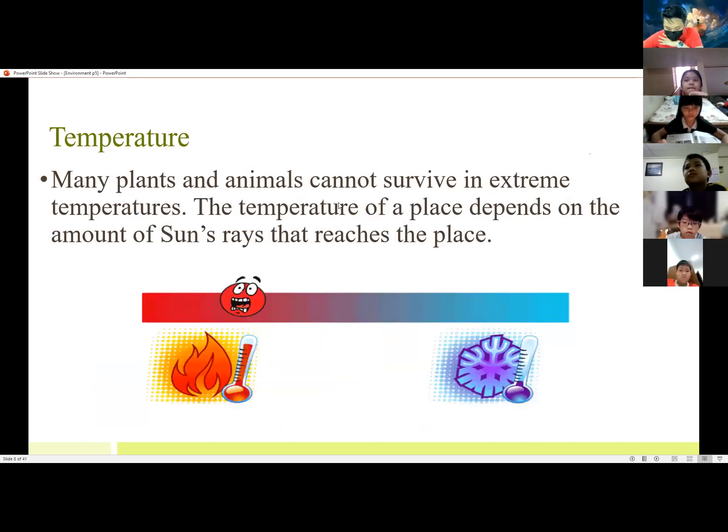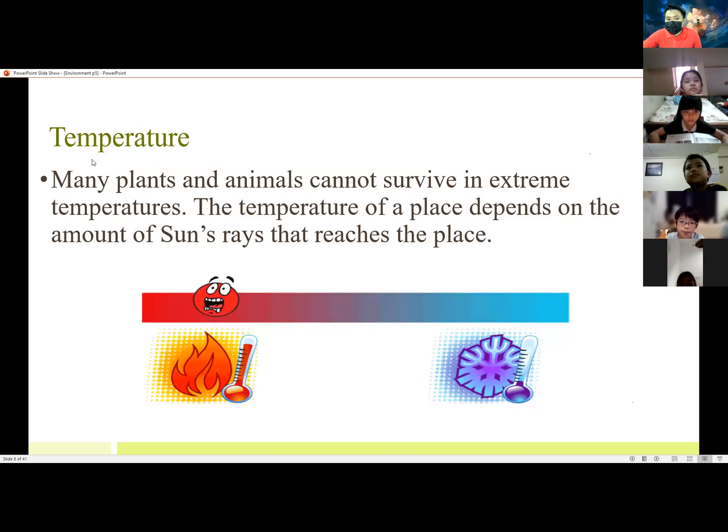Next is the temperature. Please read. Who can read? Temperature: many plants and animals cannot survive in extreme temperatures. The temperature of a place depends on the amount of sun's rays that reaches the place.